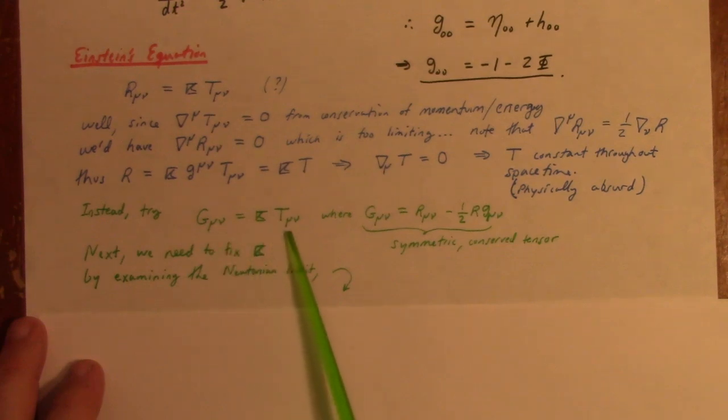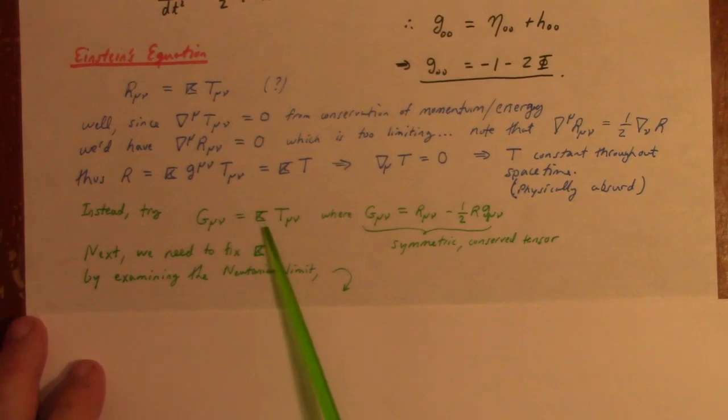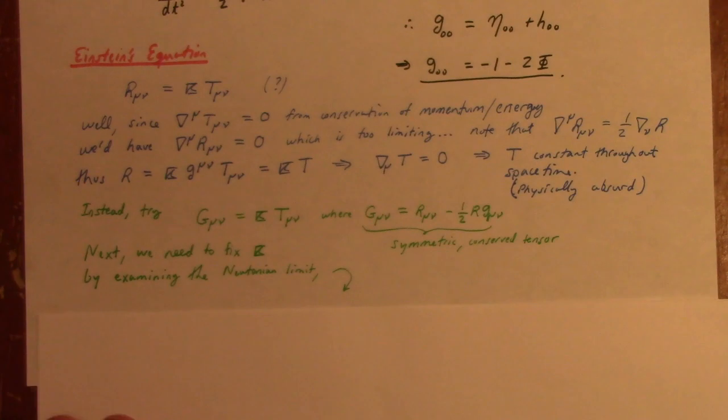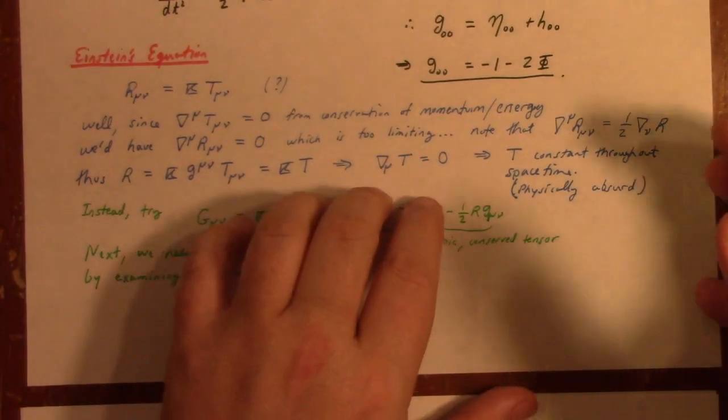G mu nu is equal to kappa T mu nu, where that's the stress energy tensor. But the question is then, what does this coupling constant need to be? All right, and we'll figure it out by looking at the Newtonian limit. Again, as always, following Carroll. So here we go.